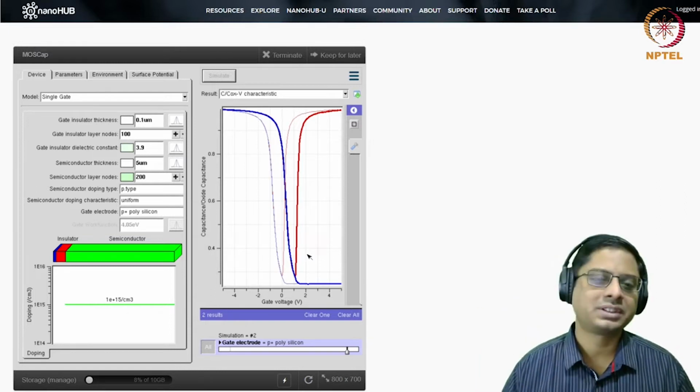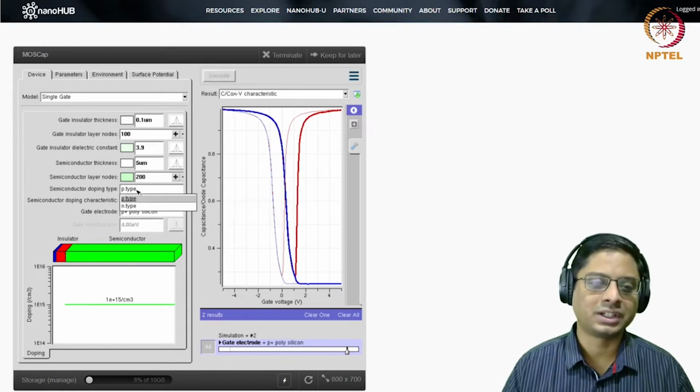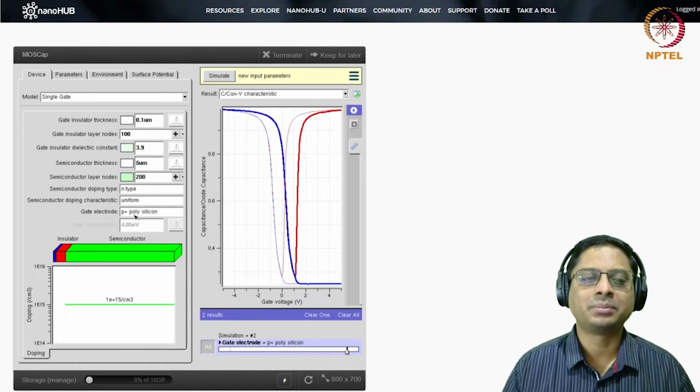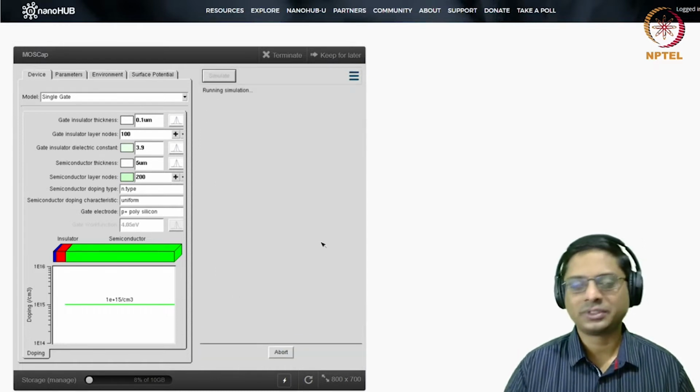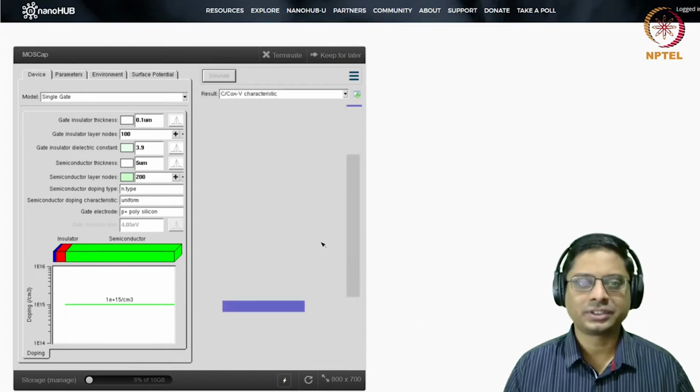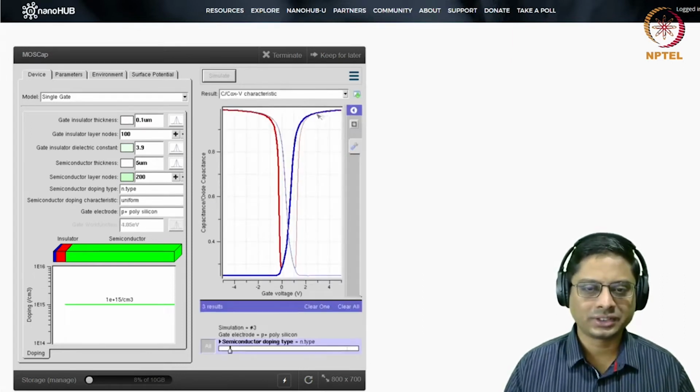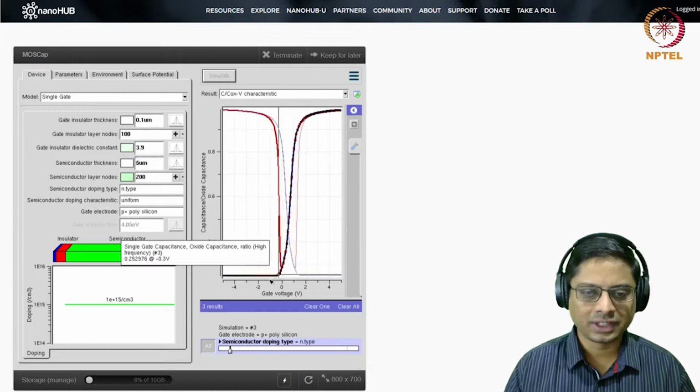You could do the same thing with PMOS. So I'll use an N-type substrate. Now let me run with P plus poly. Okay. So we would expect the shape of the curve to change, isn't it? It's PMOS, right? So you see, this is your PMOS device, and the Vt is again around the same point.